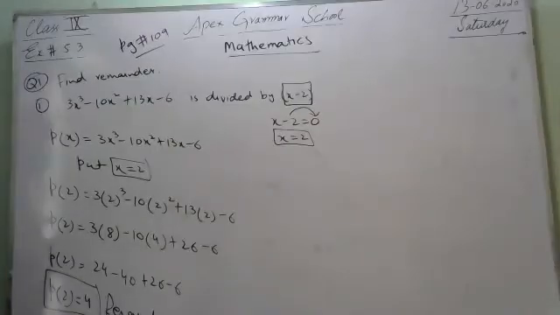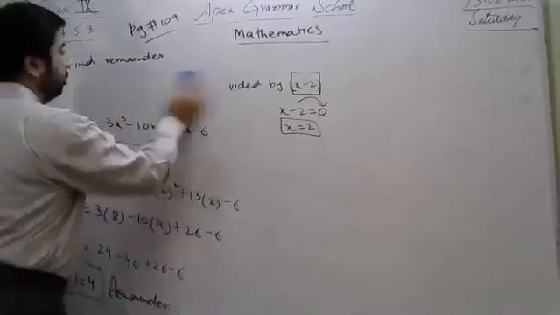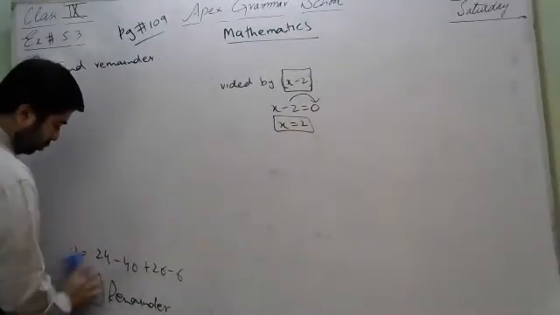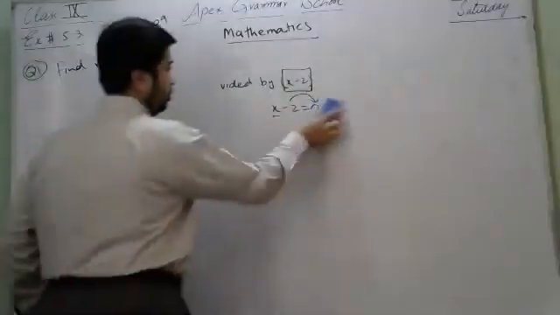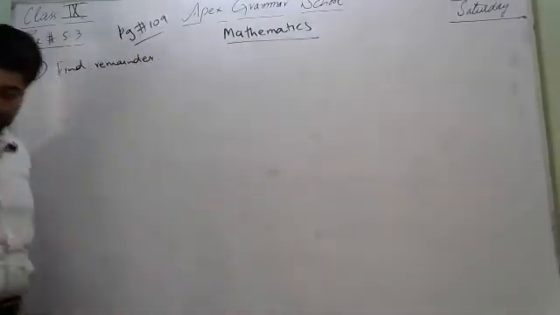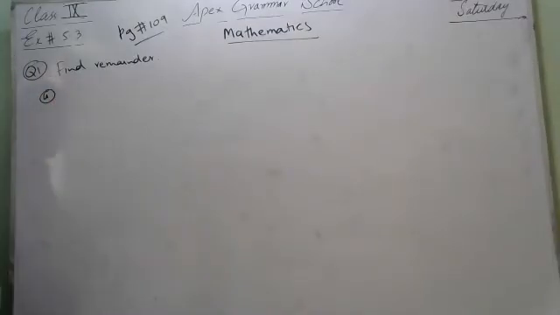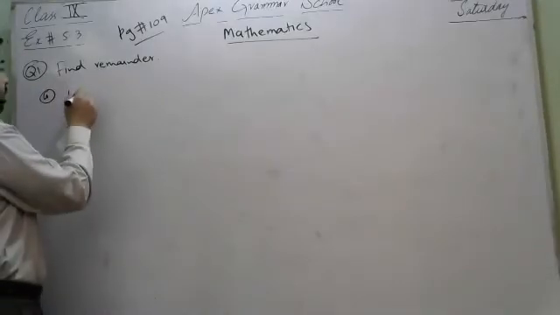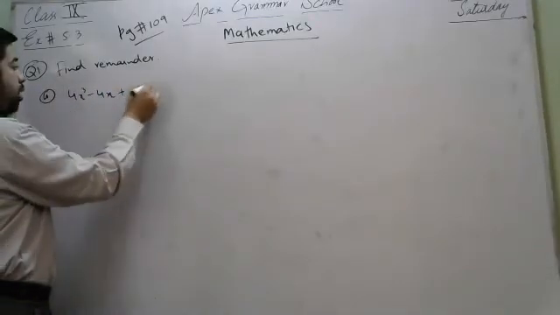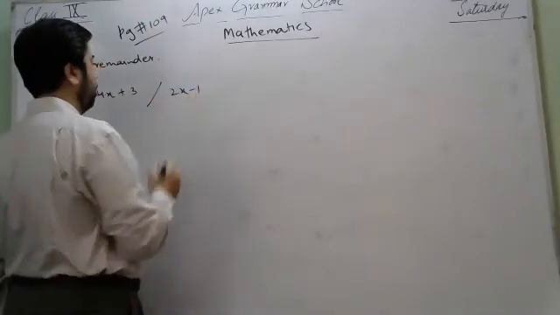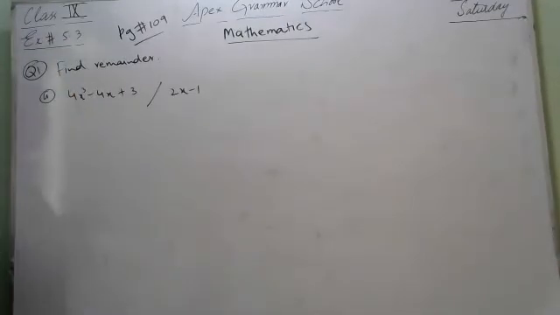Now for part 2, the polynomial is 4x cubed minus 4x plus 3 when it is divided by 2x minus 1. We have the task that we have to find only the remainder. So we apply the zero method here.